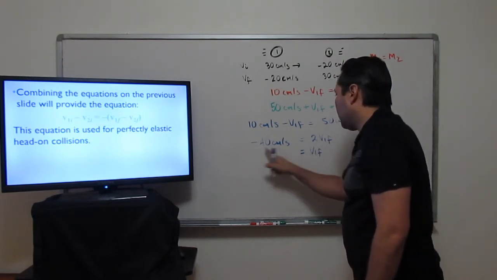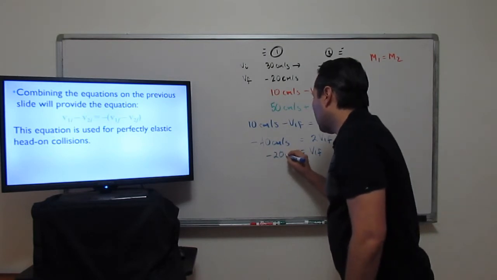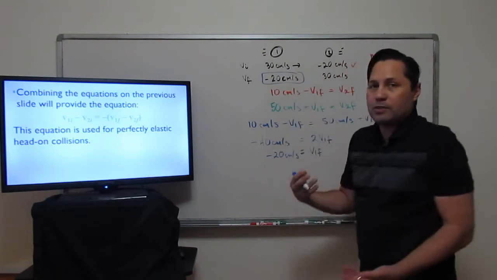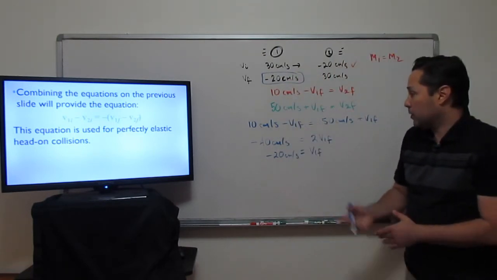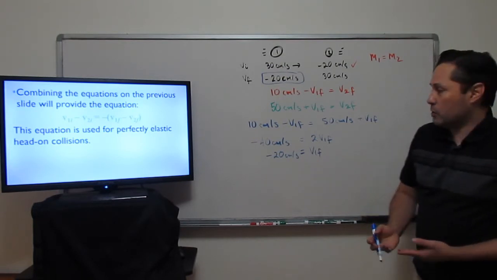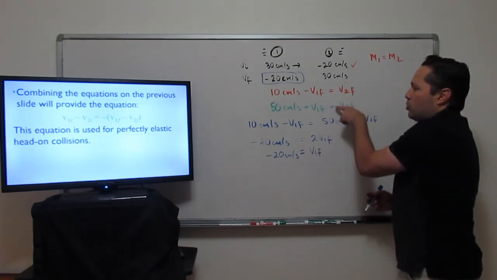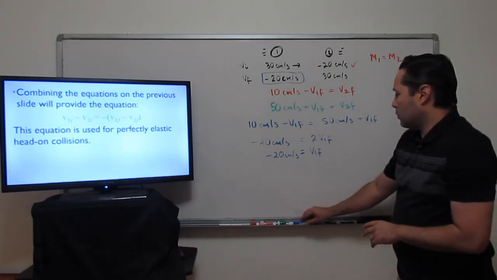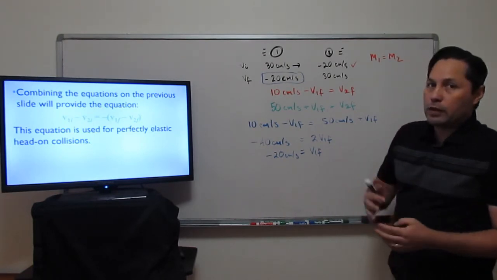V1 final: 40 divided by 2 is negative 20 centimeters per second, which is what we expected the answer to be originally when we started the problem. So that takes care of the first one. Now we know what V1 final is. We can substitute it into the first or second formula. It doesn't matter which one. And that's going to give us the answer for V2.